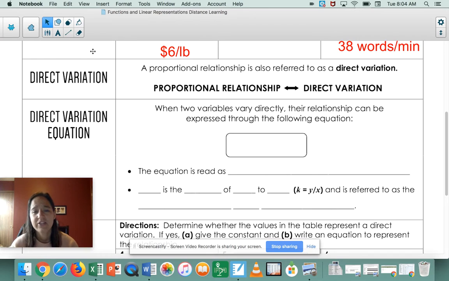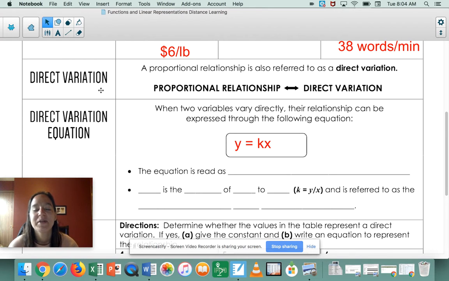So then we go ahead and we start talking about direct variation. And again, remembering that anytime we're talking about proportional relationships and direct variation, we're talking about a constant rate. Okay, so, direct variation equation. When two variables vary directly, their relationship can be expressed through this equation. And you're probably thinking, where's the m? There's supposed to be an m. It should be y equals mx, because everything we've been doing is y equals mx plus b.